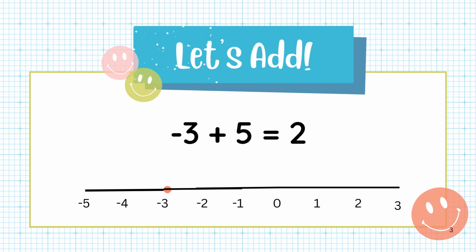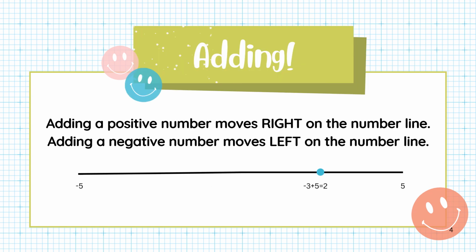Great job! Adding rules. When we add a positive number, we move to the right. When we add a negative number, we move to the left. So -3 plus 5 means we hop right 5 spaces.